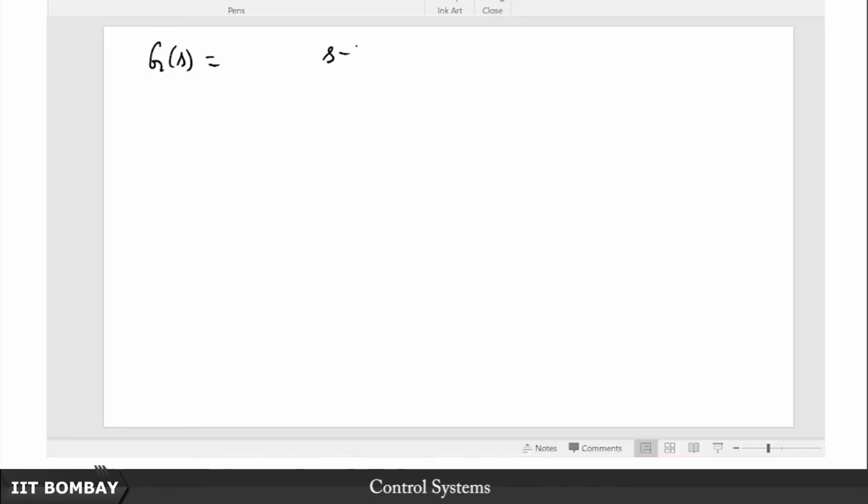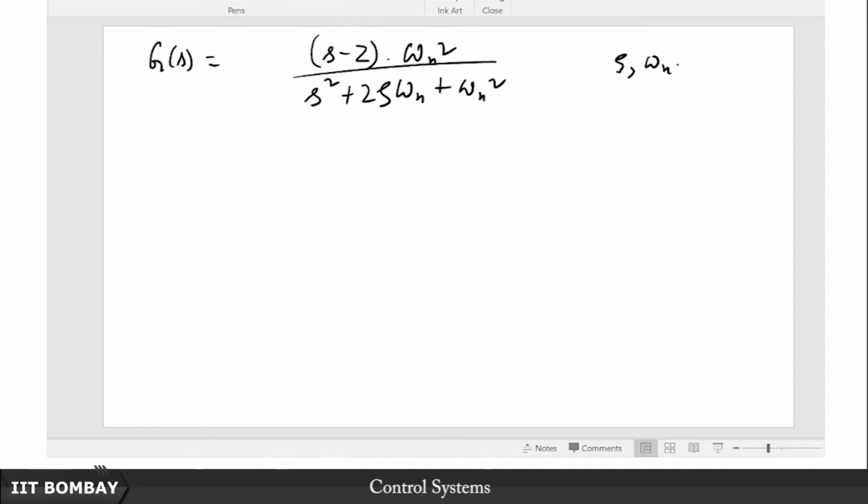So suppose you have s minus z, an additional zero, added to this conventional second order transfer function, with zeta, omega n both being positive and z being positive. Now notice that G of 0 is negative.